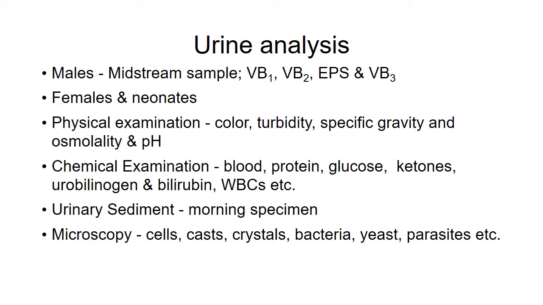Regarding the value of culture, the VB1 sample represents urethral flora, VB2 bladder flora, and EPS and VB3 represent the prostatic flora. In females, it is difficult to get a clean catch midstream sample, so it is better to have a catheterized sample if there is severe suspected urinary tract infection. In case of neonates and infants, the sample collected should be examined within 1 hour.